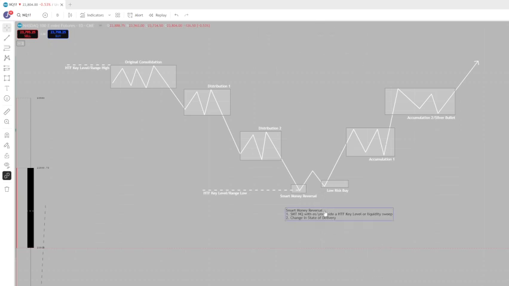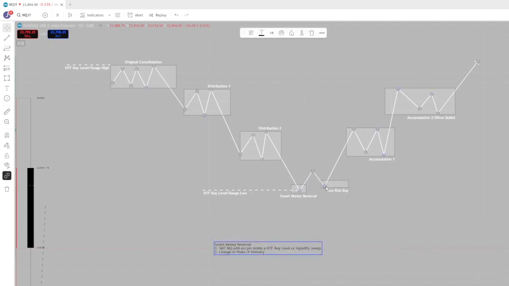Once we get the smart money reversal that we confirm with the SMT inside a key level and a change in state of delivery, the next thing in a market maker model is your first entry, which will be the low risk buy. After that, you get your accumulation 1, and then your accumulation 2. This accumulation 2 also includes a silver bullet, which is the highest probability entry, and it has to have an SMT inside of a fair value gap right here.